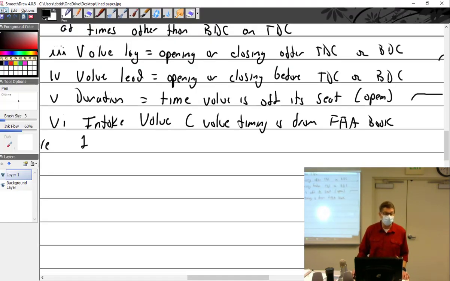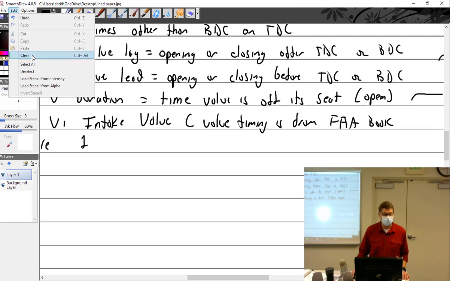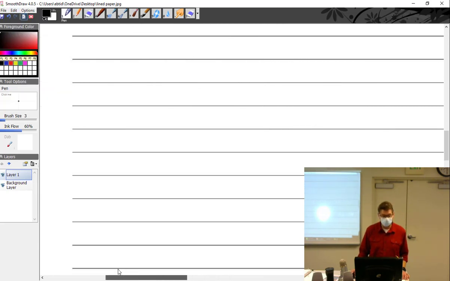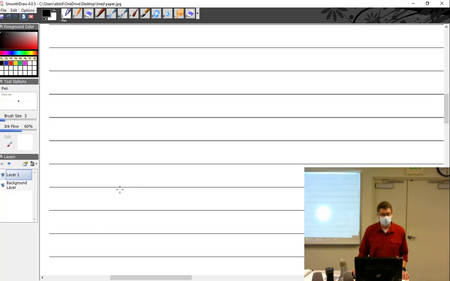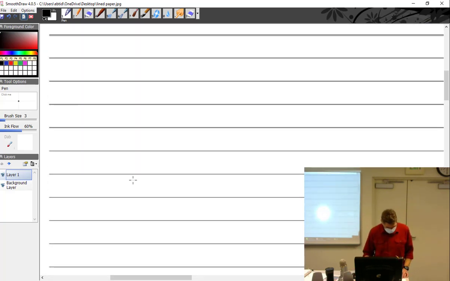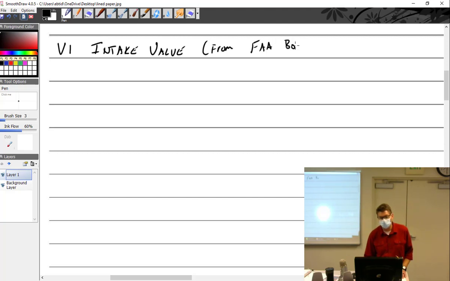So let me see, we should clear this off. There we go, fresh piece of paper. And we're going to talk about the intake valve first. Number 6, intake valve. This valve timing is from the FA book. So this is from, I think I wrote this yesterday. Yes. From FA book. Number 1, the point that I wrote here is the intake valve opens.